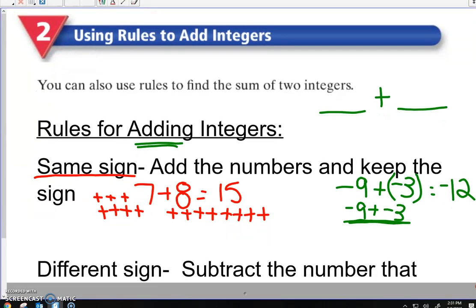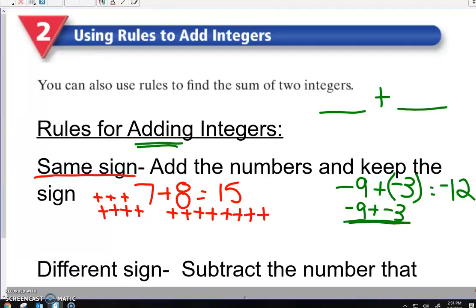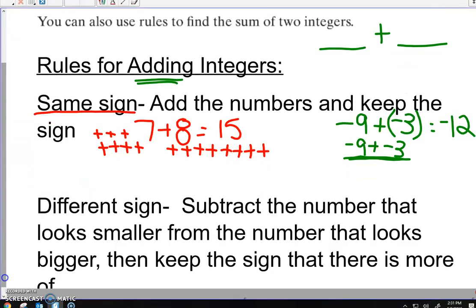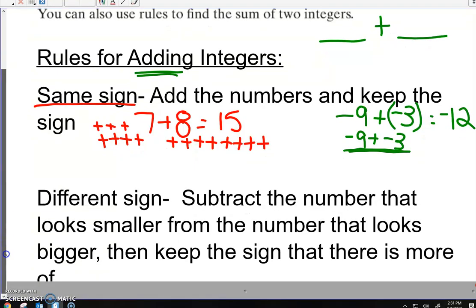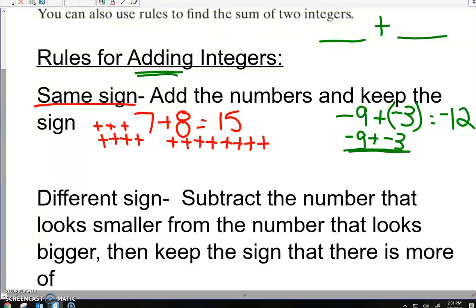Now, the rule for different sign says subtract. Subtract the number that looks smaller from the number that looks bigger and keep the sign that there is more of. That's a little confusing. Here's what it means. If our signs are different, I got a positive number like positive 7, and I'm adding in a negative number like negative 2. Just look at them, and instead of adding, even though it says add, since one number is negative and one is positive, I'm going to subtract.